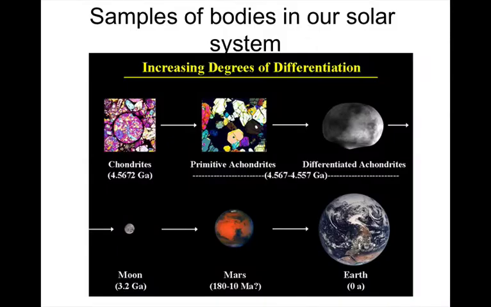The other piece of evidence that we have is that we can actually take samples of bodies in our solar system. And when we look at them, we see that depending on the size of the object, you have differing degrees of differentiation, but it's present in all of them. And that's consistent with our picture of how grains coagulate and grow in these nebulae.